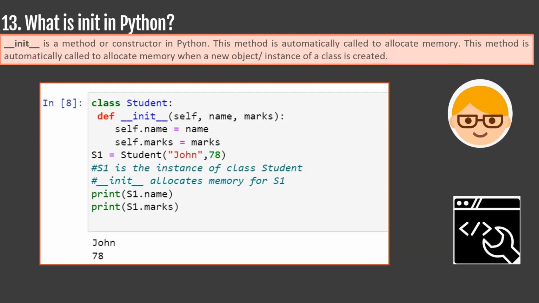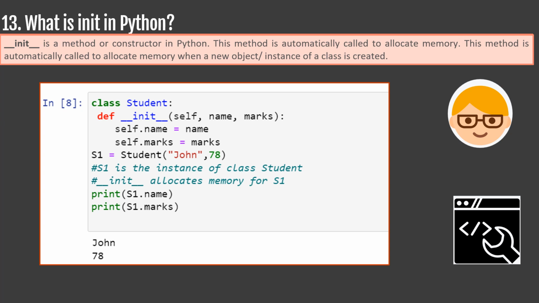Question number 13. What is init in Python? Init is a constructor, and constructors are used for initializing the object's state. In the Python code examples shown above, the class named student uses the init function to assign values to name and marks. As init is a constructor in Python, it is called automatically every time the class is being used to create a new object.